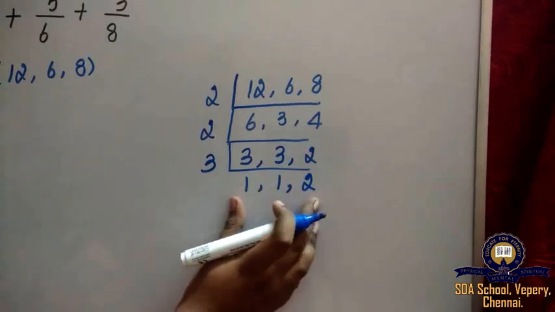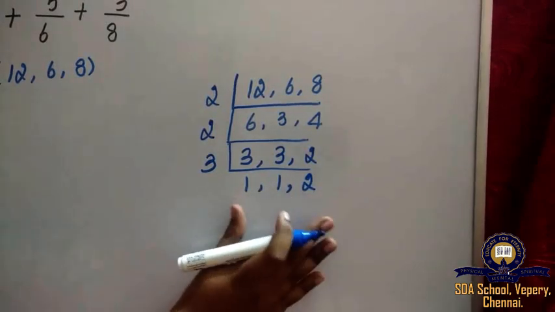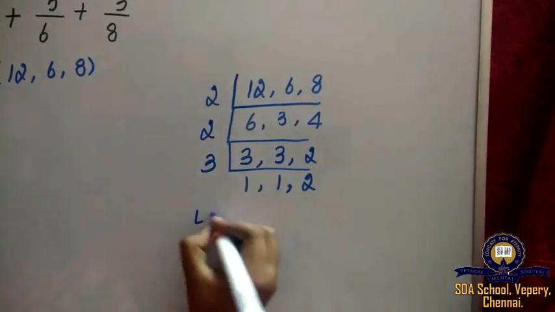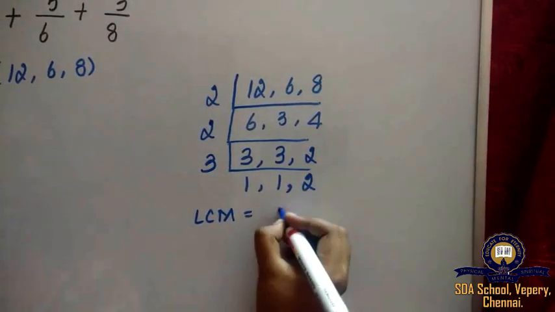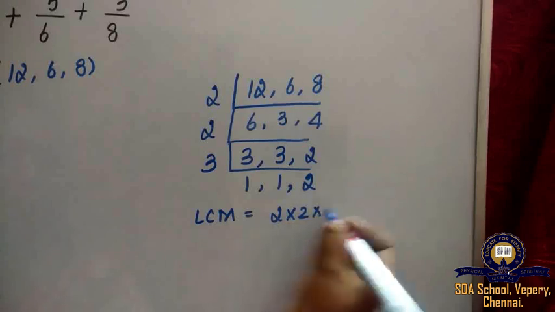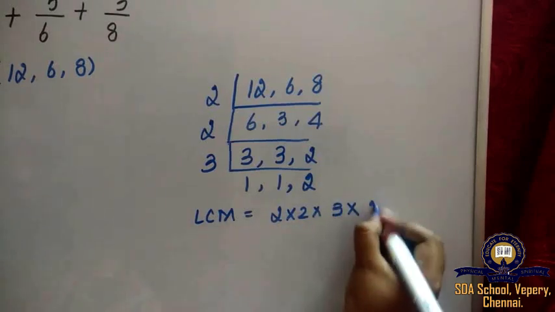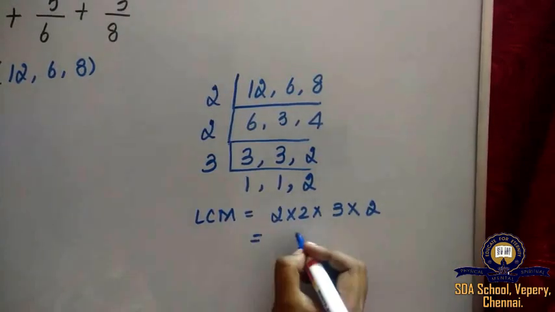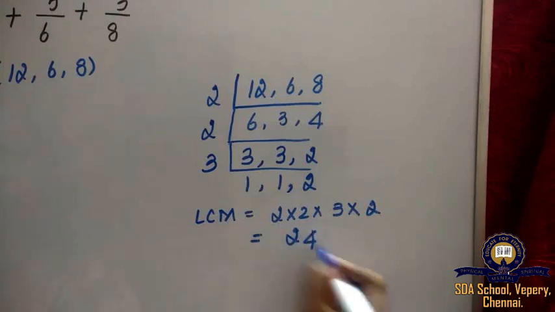So these three do not have a common factor. So we will stop at this step. So the LCM is equal to 2 into 2 into 3 into 2, which is equal to 24.